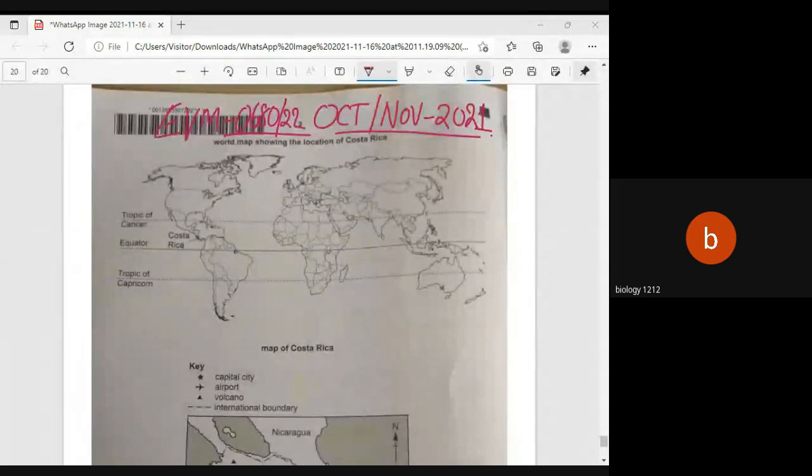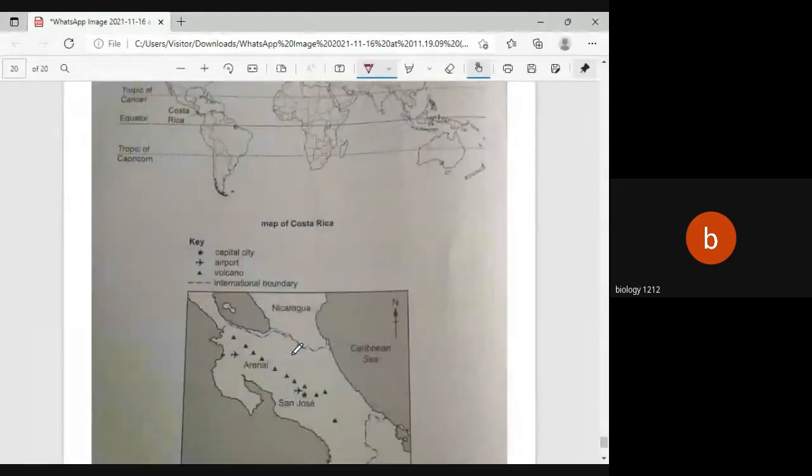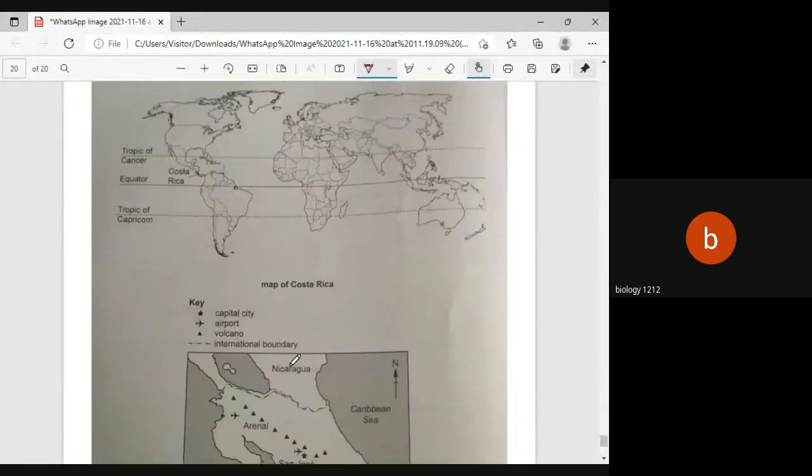Let's begin with our paper. This is the first page. They have given you the map of Costa Rica. There we have Tropic of Cancer, Equator, and Tropic of Capricorn.